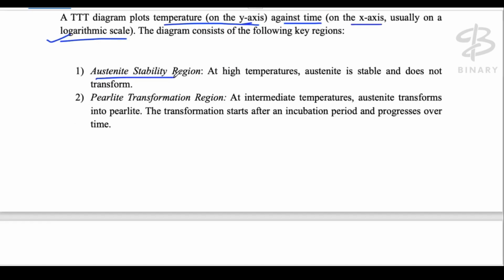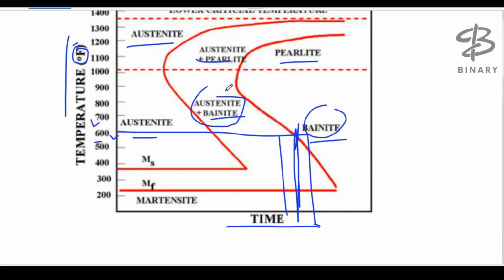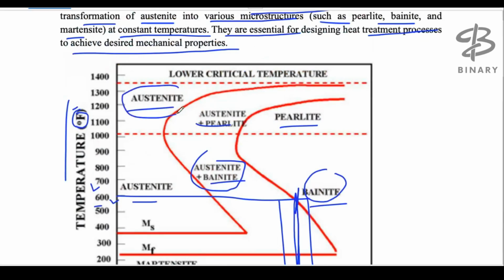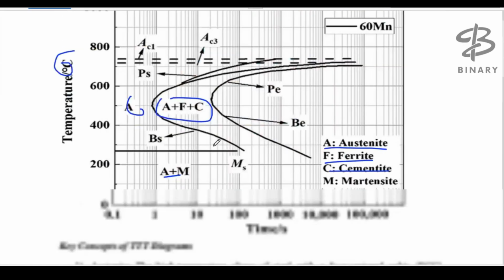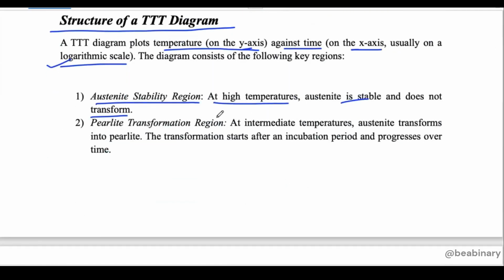The austenite stability region: at high temperature, austenite is stable and does not transform. So at a high temperature, as you can see here, the austenite will be stable. Yes, you can see, right? So the austenite stability region is at high temperature. Austenite is stable and does not transform.